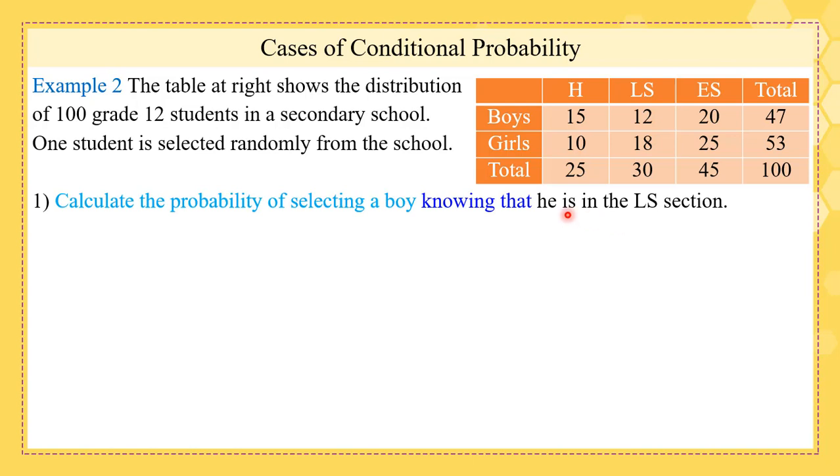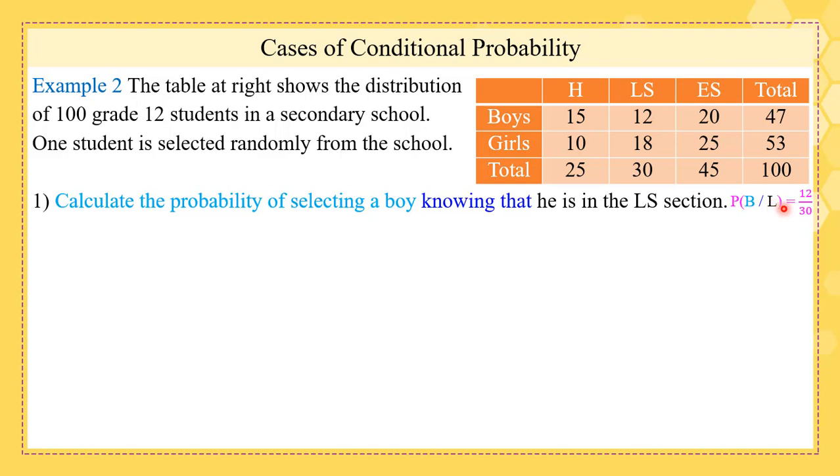Now, we can talk about the conditional probability verbally using some terminologies, such as, for example, knowing that. We're going to see them all. Now, if we want to translate this statement into probability language, let's see how. Calculate the probability of selecting a boy knowing that he is in the LS section. This means that the LS section happened before selecting the boy, so we have a conditional probability, and this would be translated by the probability of B given L.